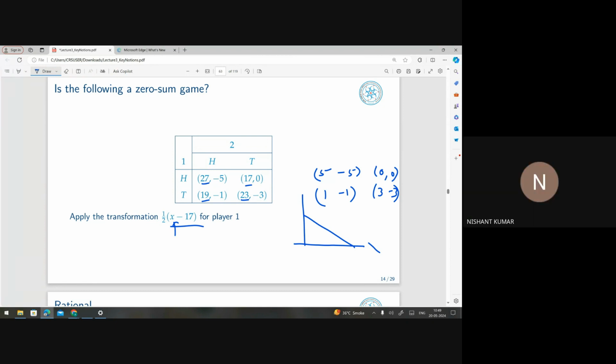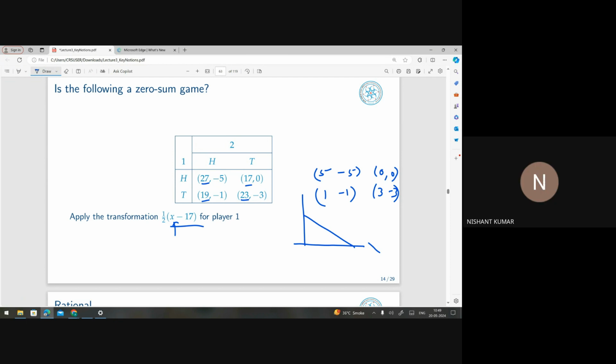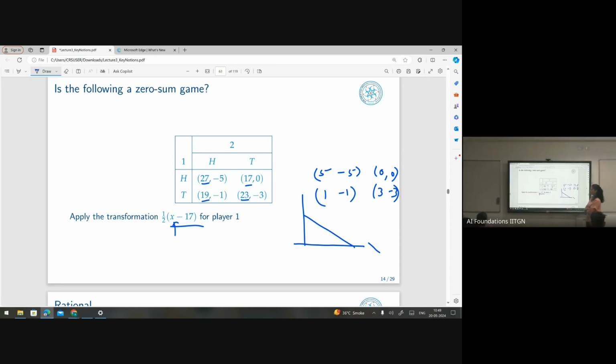Ma'am, I have a question here. Sure. So, if we need to convert into a zero-sum game, do we have any algorithm to get it? Meaning, if it is a combination of numbers that we want to convert into a zero-sum game, how? First of all, you have to check if it is even possible to convert it into a zero-sum game or not.